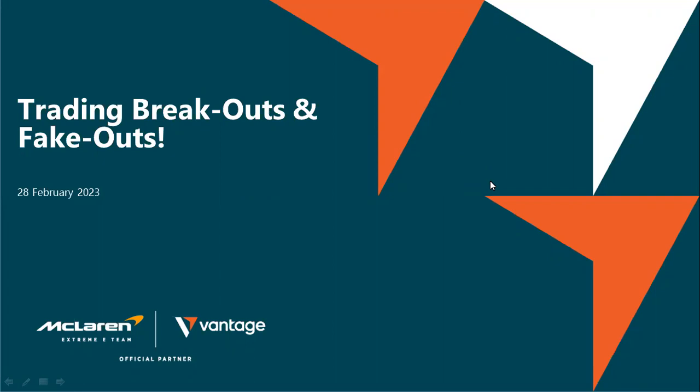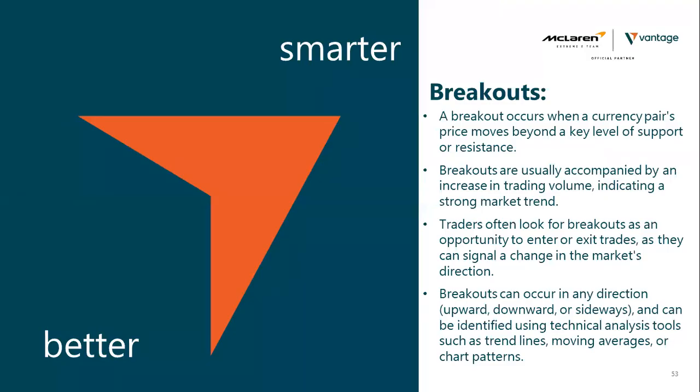And also, by the end of this class, we'll go into the charts and look at one or two scenarios where it played out, probably today or yesterday, so that we'll start to understand it. This is very important, guys. So first of all, breakouts. What are breakouts? A breakout occurs when a currency pair's price moves beyond a key level of support or resistance.